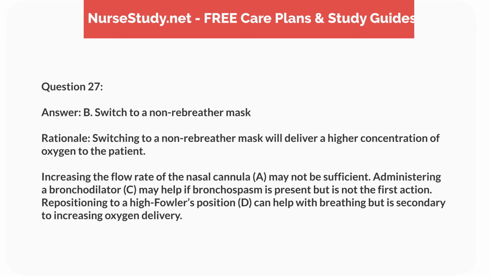Answer: B. Switch to a non-rebreather mask. Rationale: switching to a non-rebreather mask will deliver a higher concentration of oxygen to the patient. Increasing the flow rate of the nasal cannula, A, may not be sufficient. Administering a bronchodilator, C, may help if bronchospasm is present but is not the first action. Repositioning to a high Fowler's position, D, can help with breathing but is secondary to increasing oxygen delivery.